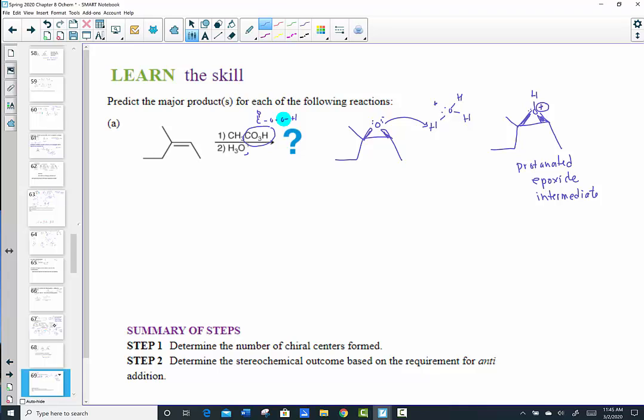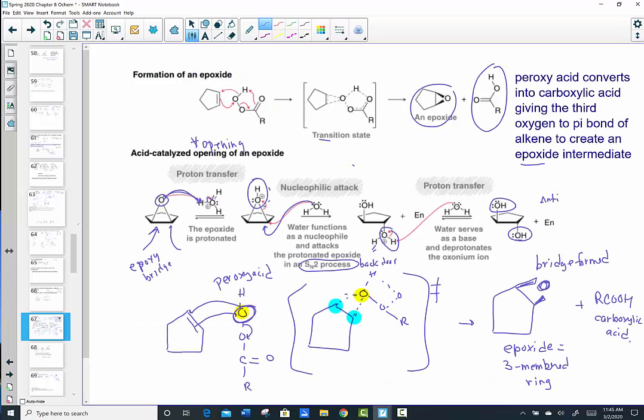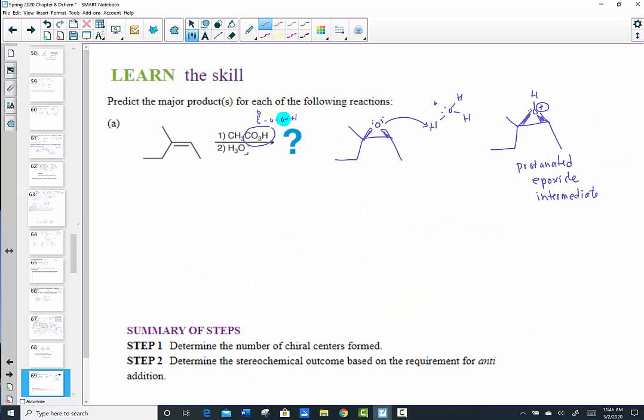Then what? Do you recall from your mechanism? This protonated ring needs to be opened. So the water is going to act as a nucleophile and attack the most substituted carbon. Here it's symmetrical, but it would attack the most substituted carbon and therefore open the ring. So in this next example, our water molecule is going to undergo a nucleophilic attack to the more substituted carbon. So right here is the nucleophilic attack.